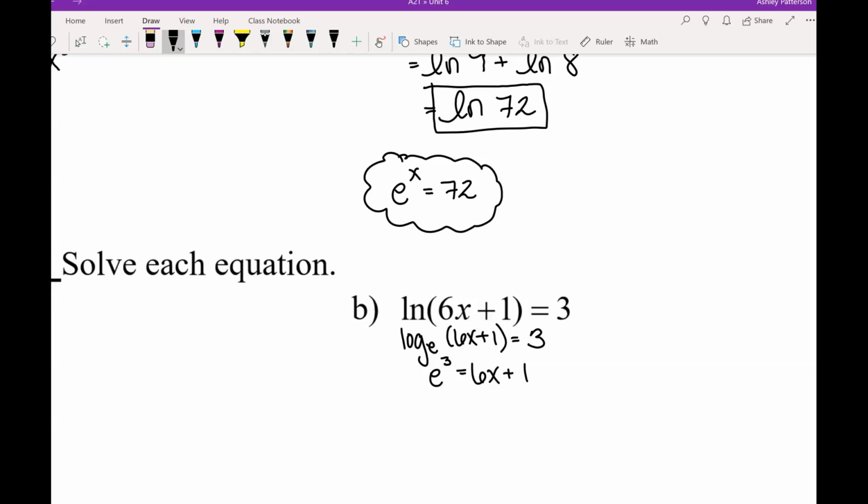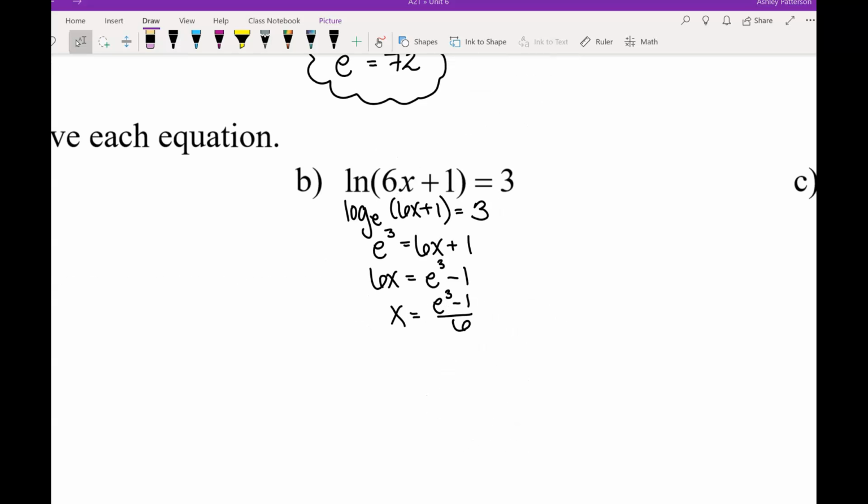Now let's go ahead and isolate x. We're trying to solve for x, so I'm going to subtract 1 from both sides. We get 6x is equal to e to the 3rd minus 1, and then divide by 6, so x is equal to e to the 3rd minus 1 all over 6. Now, before we box our answer, we need to check it.